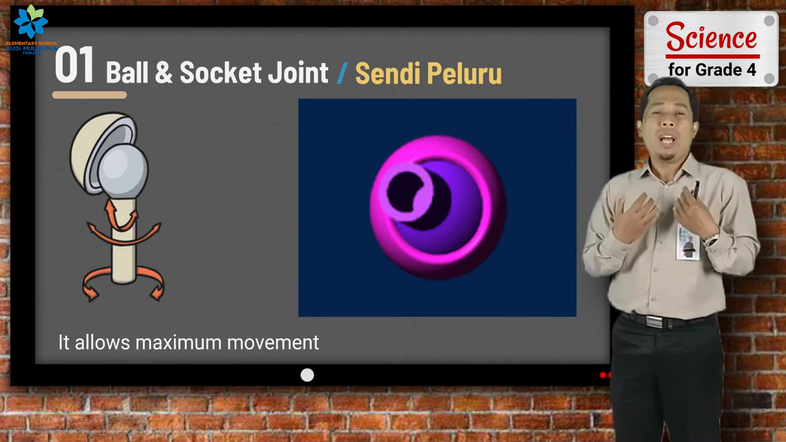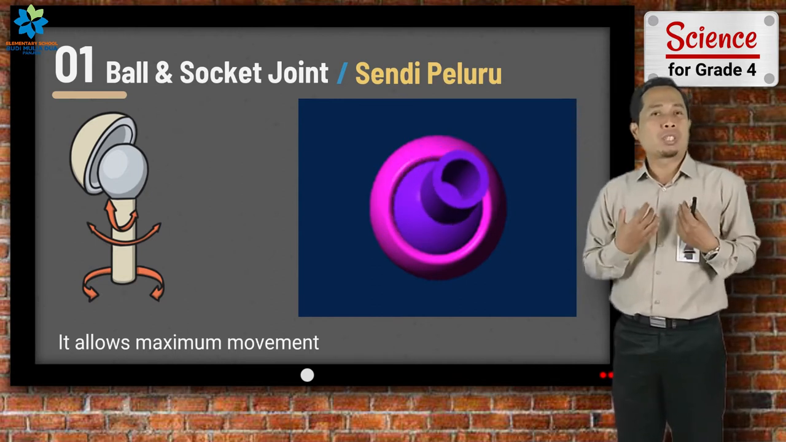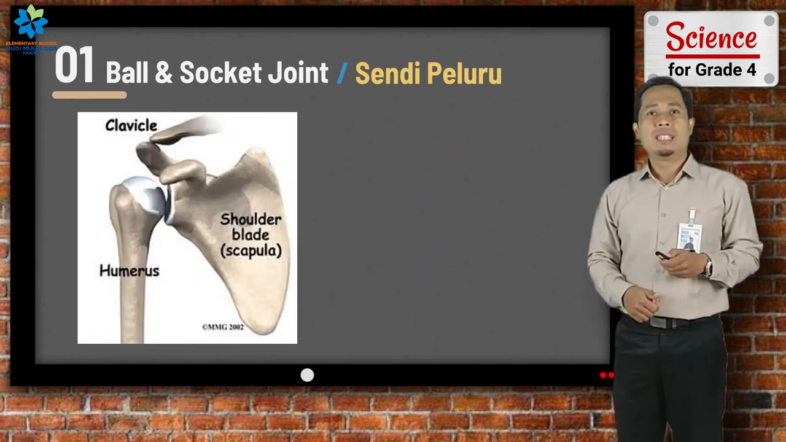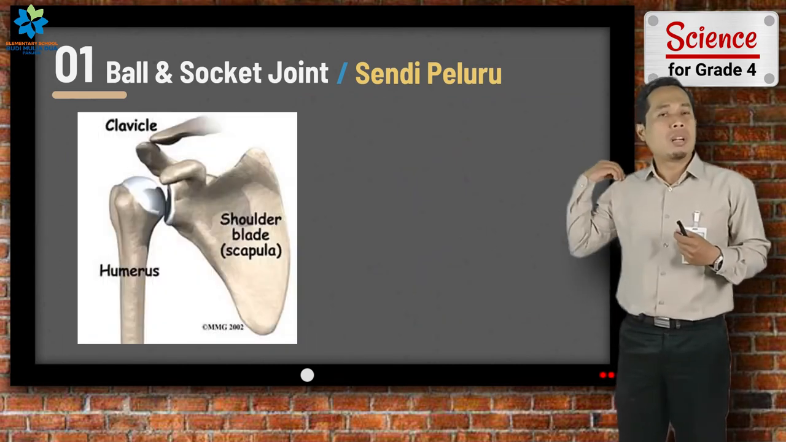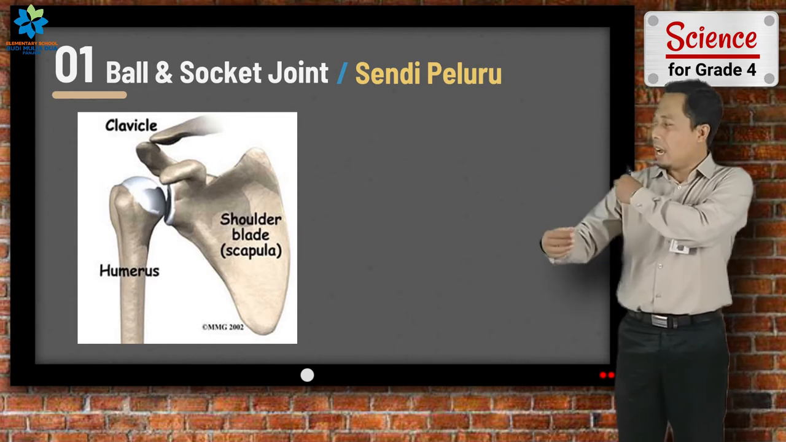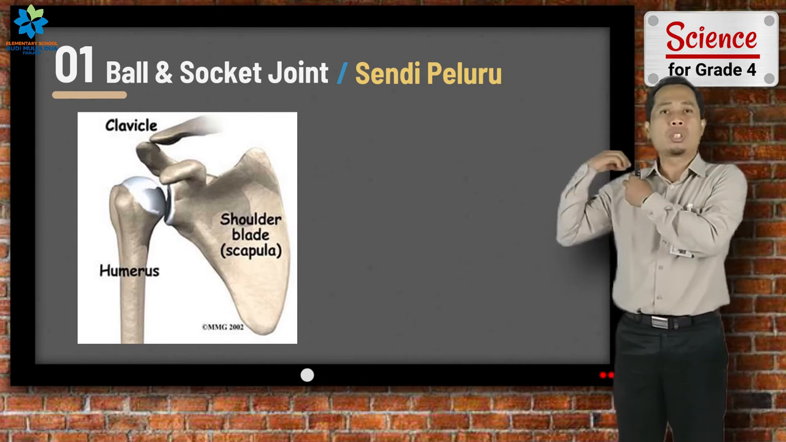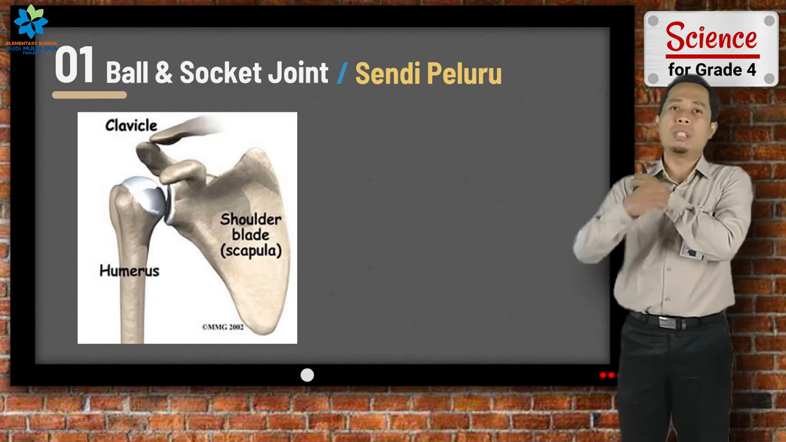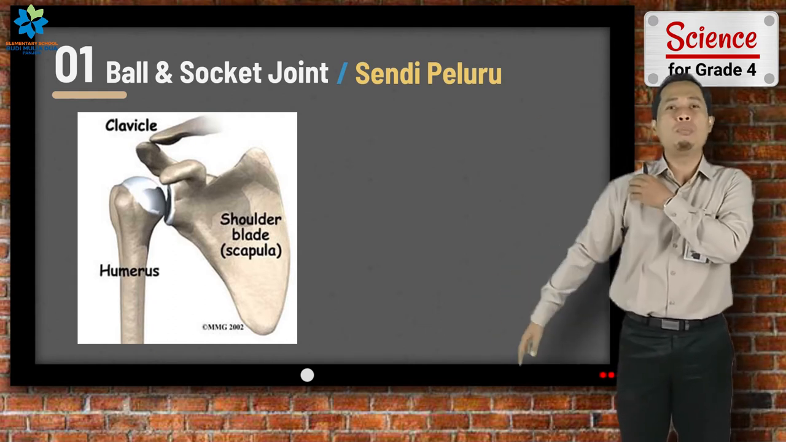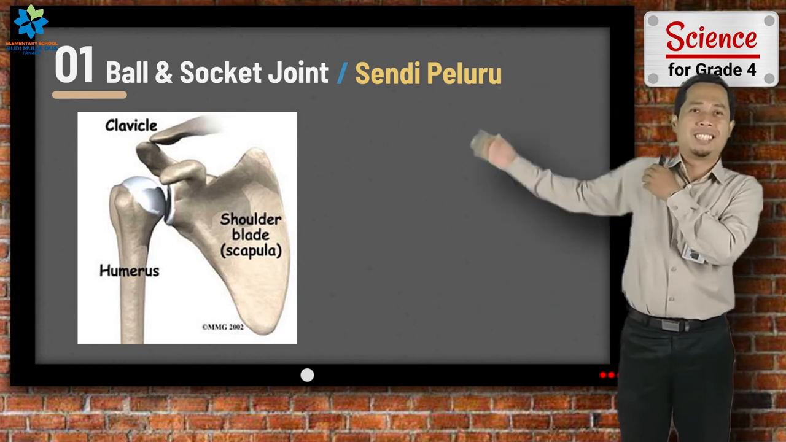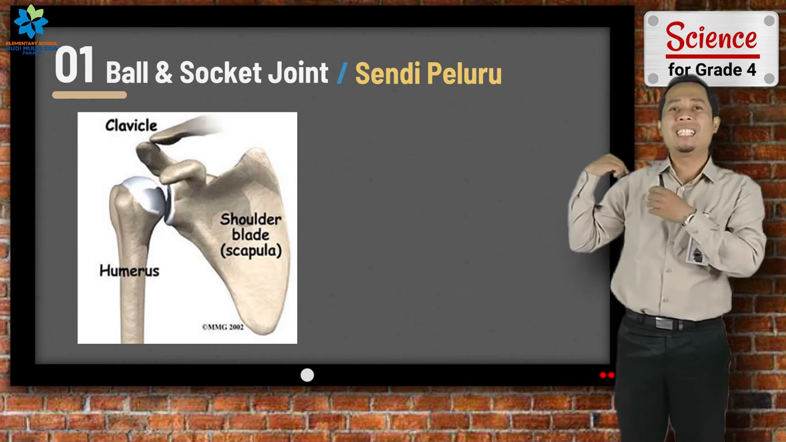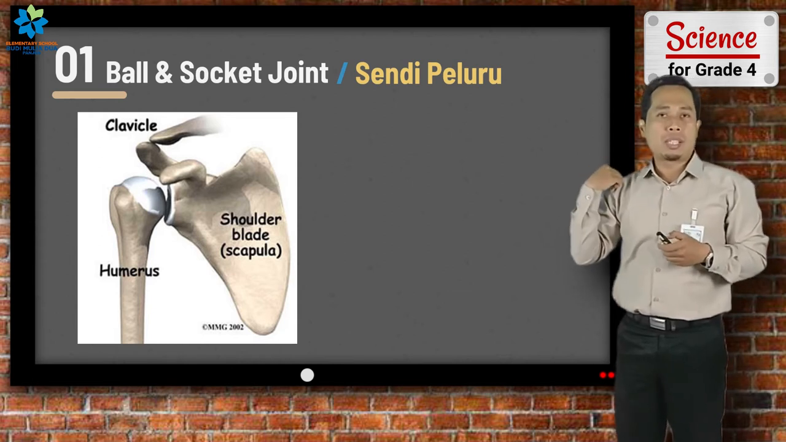And where can we find ball and socket joint in our body? We can find first in our shoulder, between our humerus and shoulder blade. Can you see? We can do maximum movement. Okay, come on, just move your arm. See, you can swing like this. So in here, there is ball and socket joint.